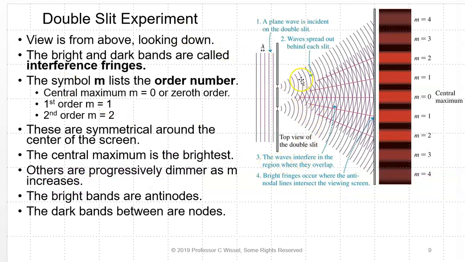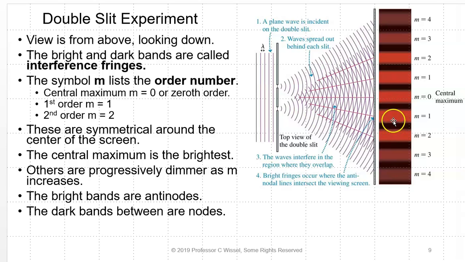Now, we're looking down on a double slit experiment from above. This is what the screen would look like if you were looking at it from the side here. You wind up with these bright and dark bands that are called interference fringes. If you take the line perpendicular to the screen and exactly between the two slits and take it over here, that would be a bright band, centered on that line where it intersects the screen. That would be m equals 0, the 0th order number.